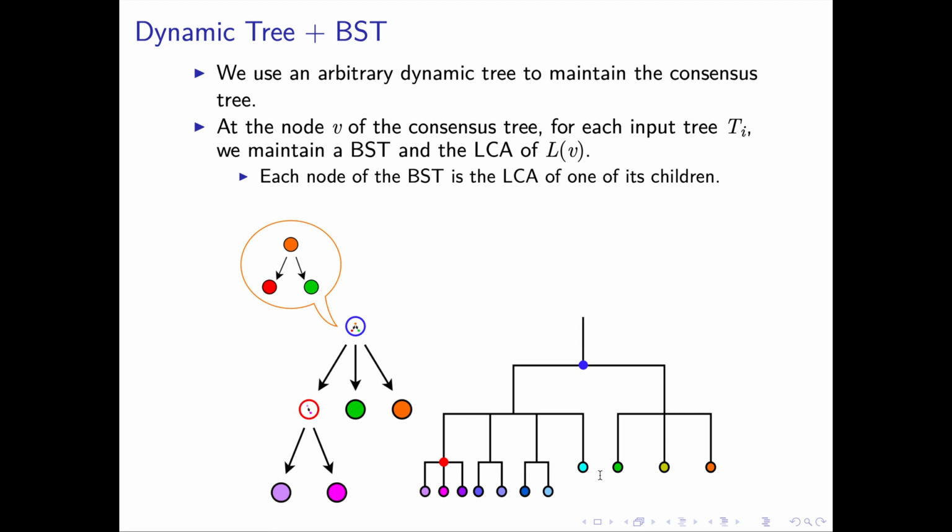Since we have insertions, a node here may lose some of its children or may attain new children. Therefore, the set of its children is actually dynamic. Then we use the data structure we introduced in the last slide to maintain this dynamic set. Namely, for each node of the consensus tree, we maintain a BST inside it, which contains the LCAs stored at all its children.